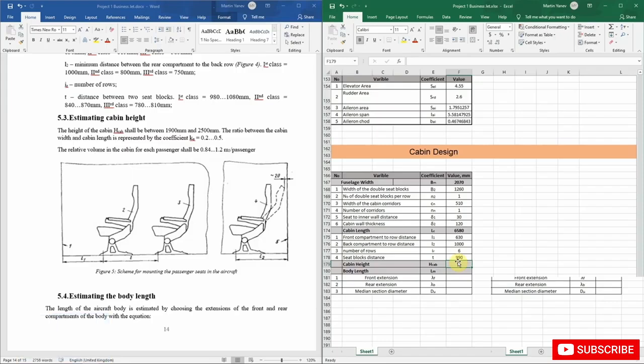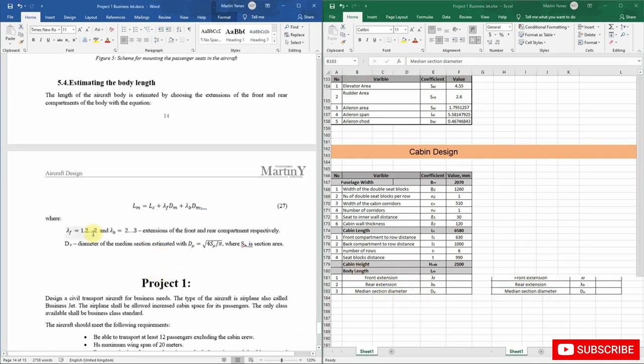Now for the cabin height, I'm going to choose actually a value of 2100, so we'll allow enough space. And then for the body length, we will first need to determine these coefficients: the front, the rear extension, and the medium section diameter. Okay, so usually the front and the rear extensions are between 1.2 to 2 and 2 to 3 respectively.